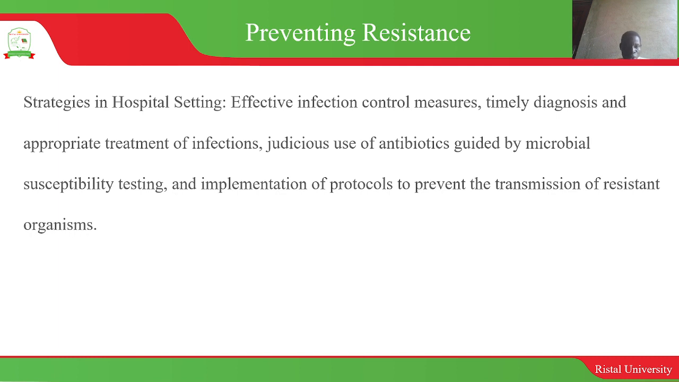Preventing resistance: strategies in hospital settings. So how do we prevent antibiotic resistance? We need to have strategies starting right at the hospital setting, but it also goes beyond the hospital setting. We need effective infection control measures, timely diagnosis, and appropriate treatment of infections, and the judicious use of antibiotics guided by microbial susceptibility testing and implementation of protocols that prevent the transmission of resistant organisms.